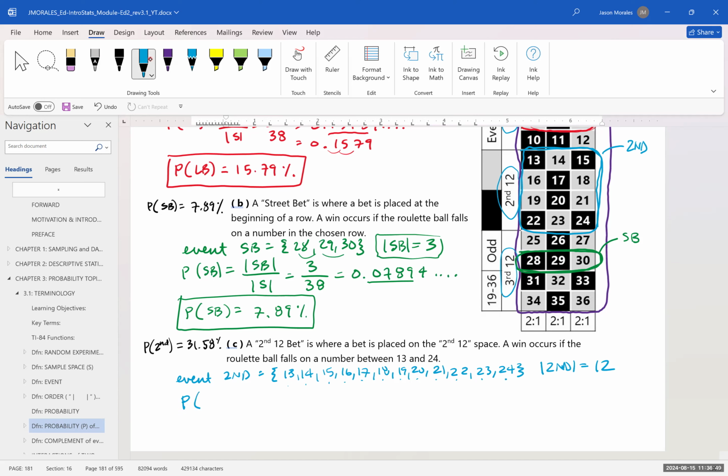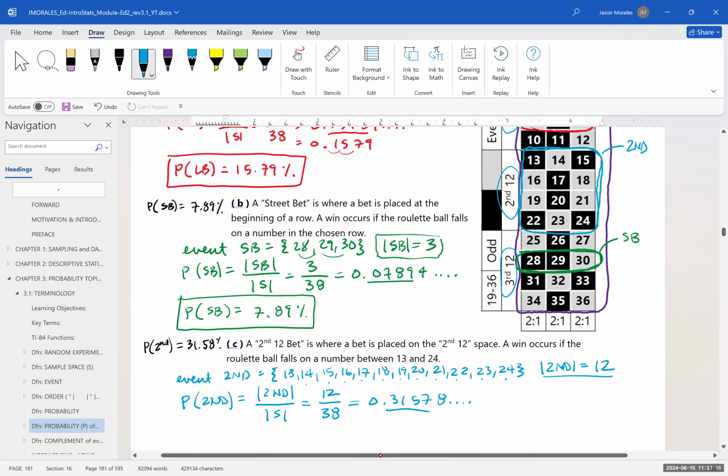So the probability of getting this second 12 is going to be the order of the second event over the order of the sample space. And the order of the second event is 12 over the order of the sample space, which is 38. 12 over 38 is 0.31578 and some change. And I'm going to round this to 4 decimal places. So the probability of getting a second 12 is 31.58%. Let me know if you have any questions.